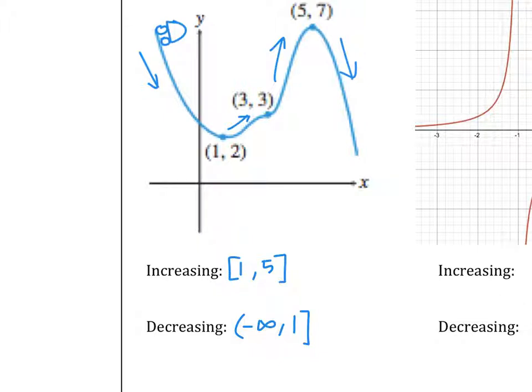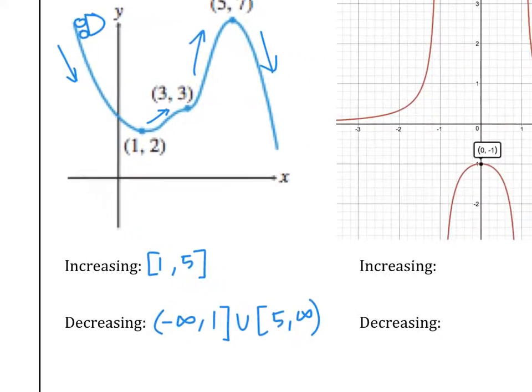Once it gets to 5, 7, it's going to go down. So how do I write this decreasing interval? 5 to infinity, okay? I know a lot of times it points down. You want to say negative infinity, but we're actually going in the positive infinity direction. Okay, so 5 to infinity. All right. Let's try another one.